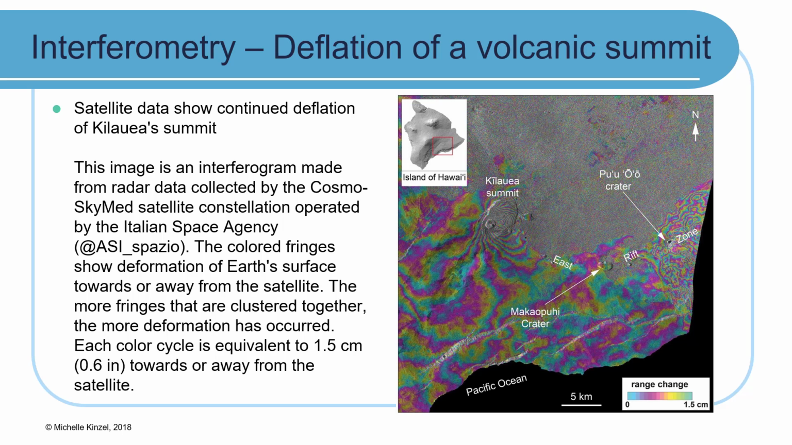I do know that this slide was made before the 2018 eruptions in Kilauea. But this image was made with an interferogram from radar data. The colored fringes that you see in purples and blues and greens show deformation of the Earth's surface towards or away from the satellite. And so you can see in this image that there are more fringes clustered together in certain areas. That means more deformation has occurred.